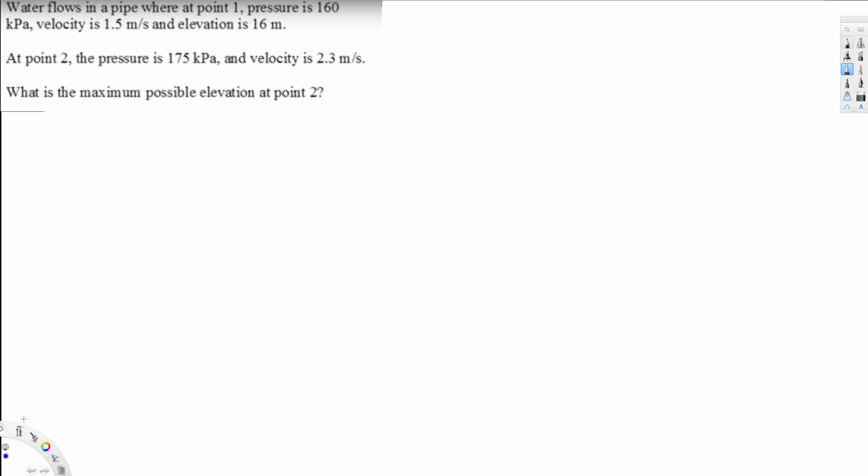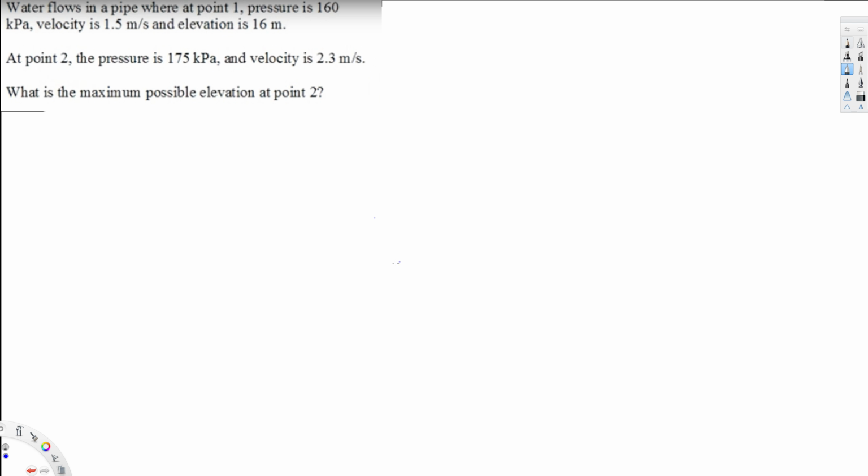Let's do this problem right here. The question is asking: water flows in a pipe where at point 1 pressure is 160 kilopascal, velocity is 1.5 meter per second, and the elevation is 16 meter. And at point 2 the pressure is 175 kilopascal and the velocity is 2.3 meter per second, and they are asking for the maximum possible elevation at point 2.